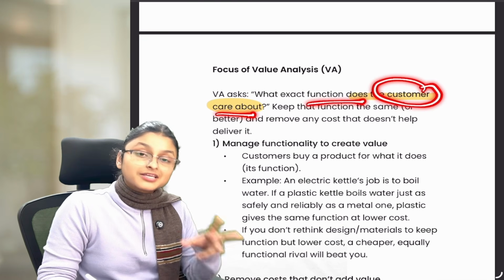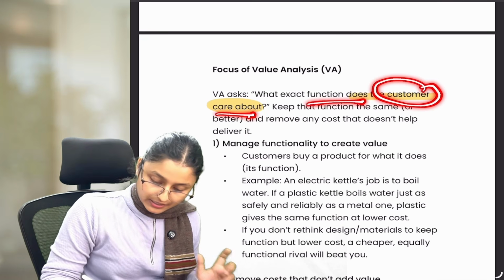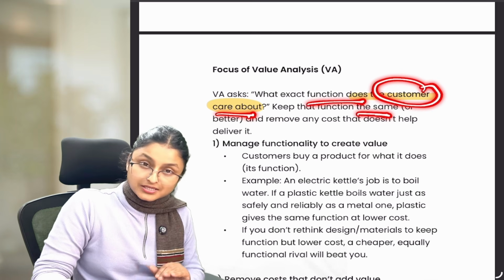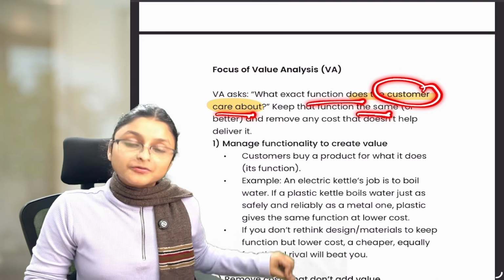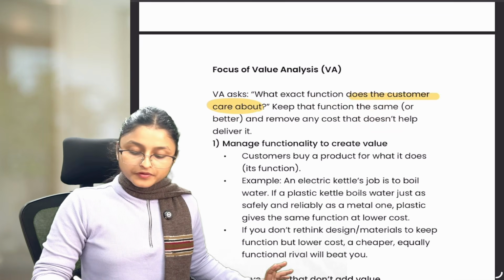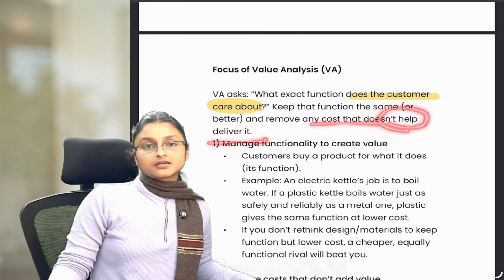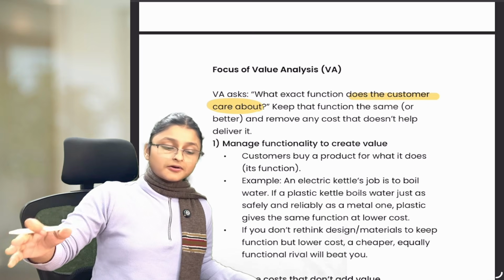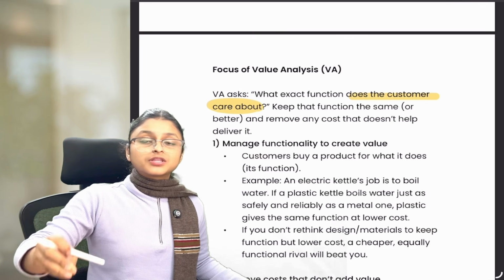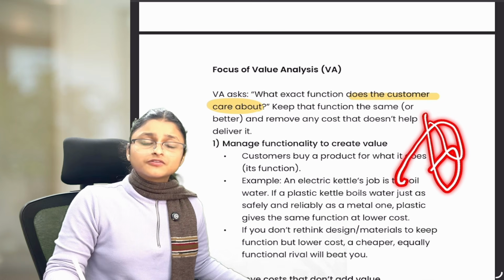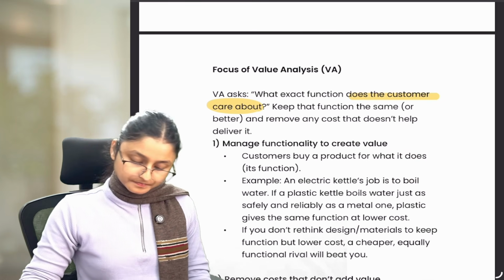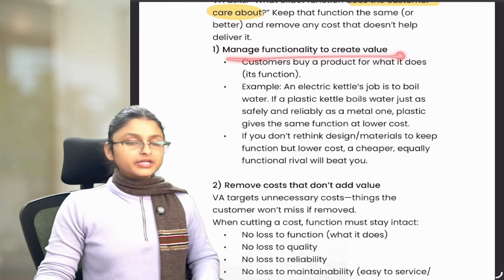So what exact function does the customer care about? For a calculator, we care that it should calculate, right? So keep that function the same, or you can improve it. If you are improving it, you will be able to attract more customers. And remove any cost that doesn't help deliver it. If there is any extra cost which is not providing something which customer cares about, just remove that function or just remove that cost. Manage functionality to create value.